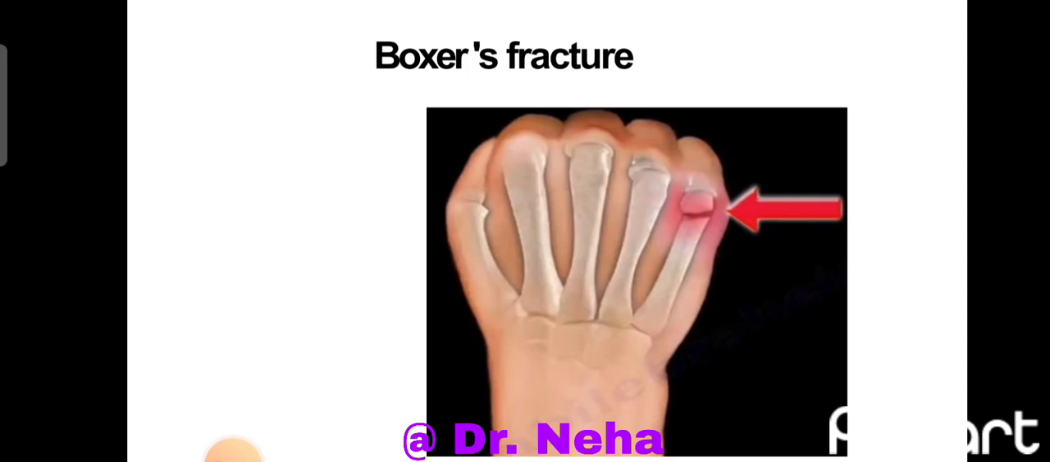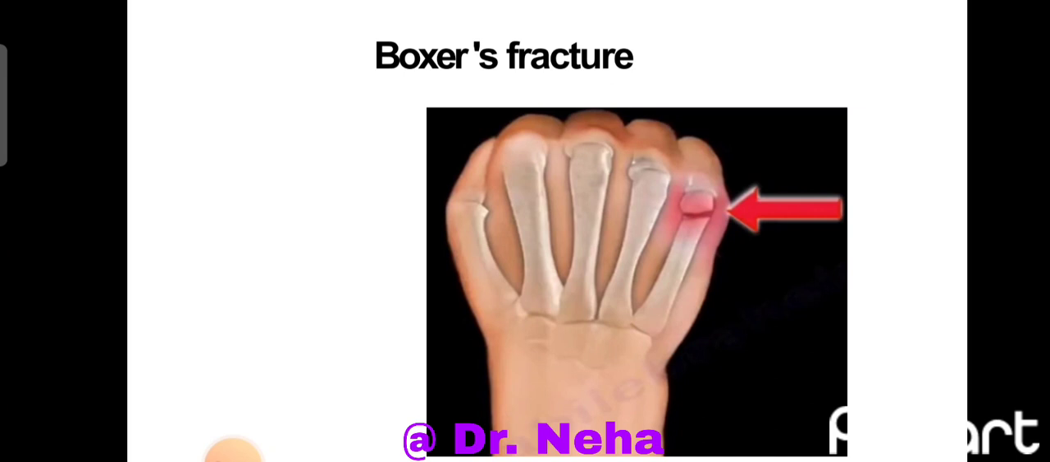Then we have the fracture of the fifth metacarpal bone, which is termed as the boxer's fracture. Usually it is observed in boxers because of their boxing action. There may be a fracture of the head of the fifth metacarpal.